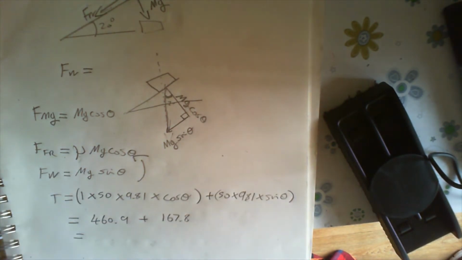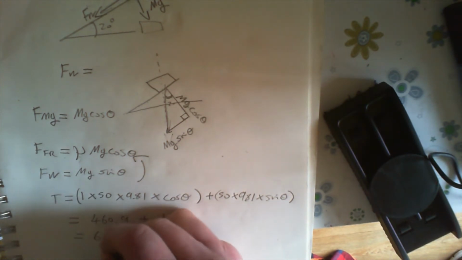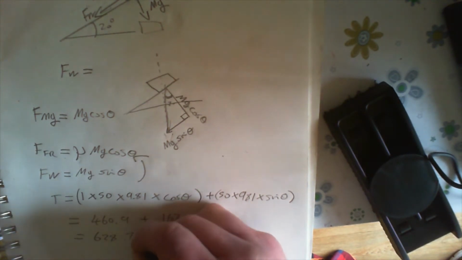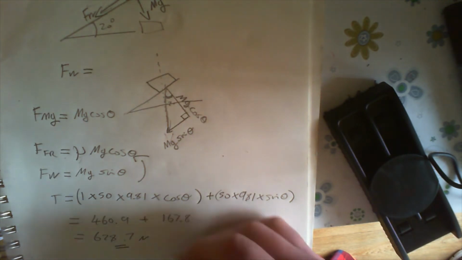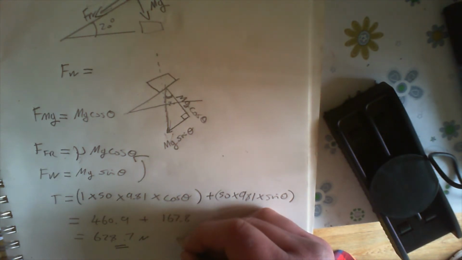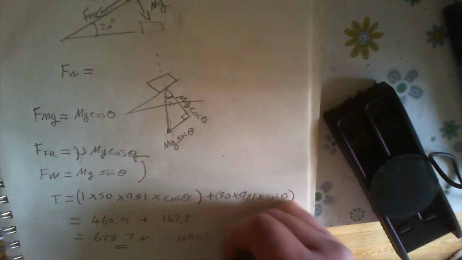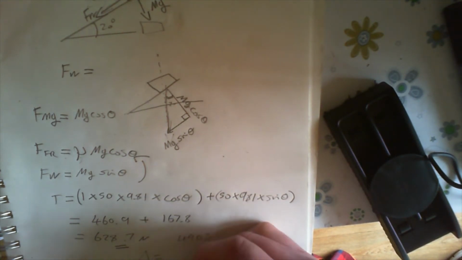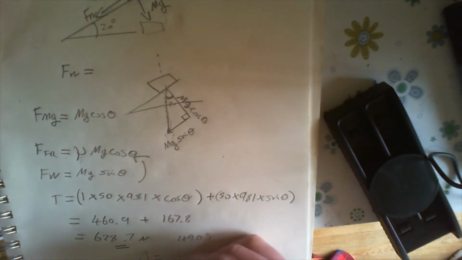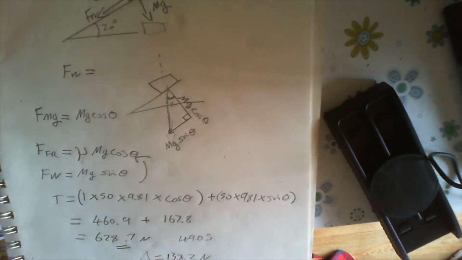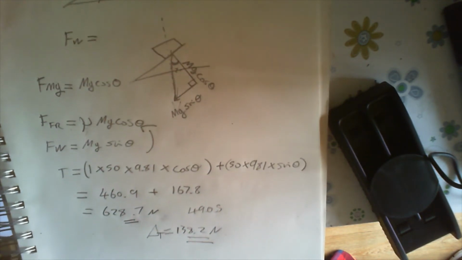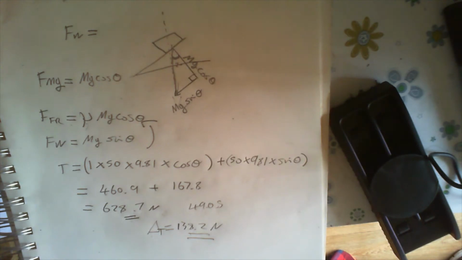So the total is 628.7 newtons, and the difference between that and it being flat was 490.5, so that minus that is 138.2 newtons, delta T. Can you see that? I hope that makes sense. And we'll go on to the next question.